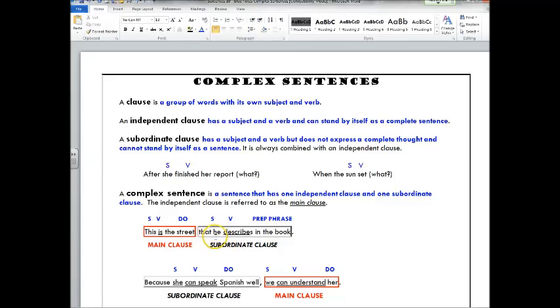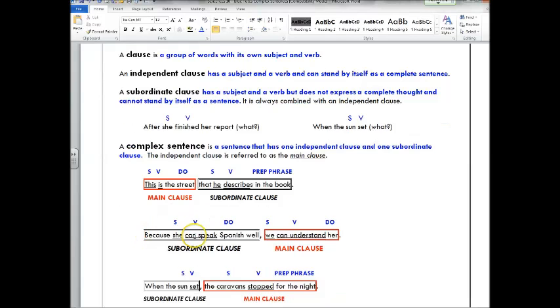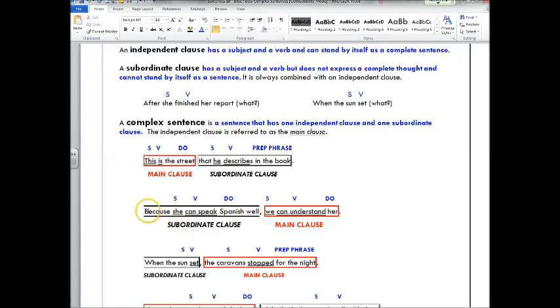We have our subject, he. We have the verb describes in our clause. In the book is a prepositional phrase. However, if we just left it on its own, that he describes in the book, it's not a complete thought. It only works when it's combined with our main clause. This one you could not separate out. This one you could.